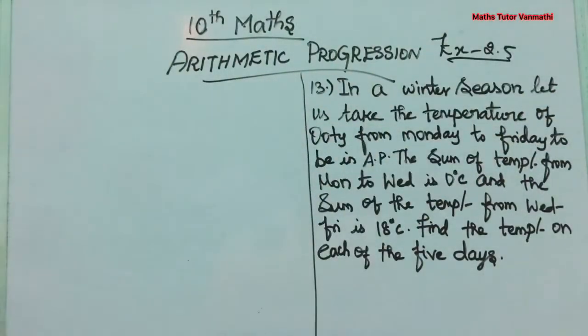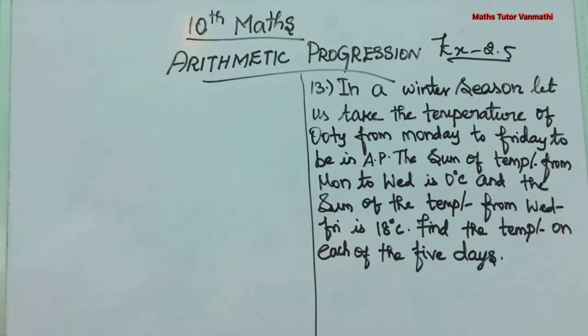What is the problem? In a winter season, let us take the temperature of Ooty from Monday to Friday to be in AP. The sum of temperatures from Monday to Wednesday is 0 degrees Celsius and the sum of temperatures from Wednesday to Friday is 18 degrees Celsius. Find the temperature on each of the 5 days.